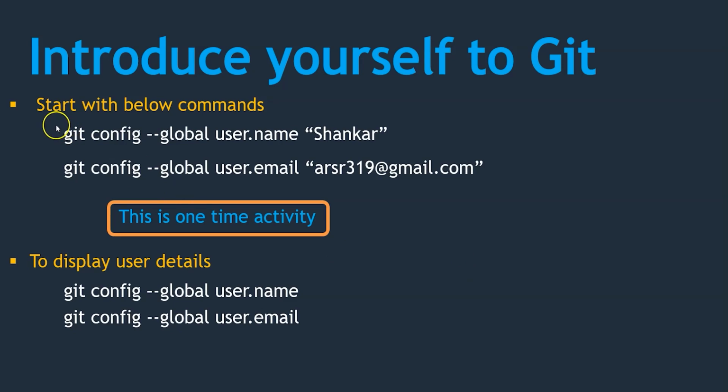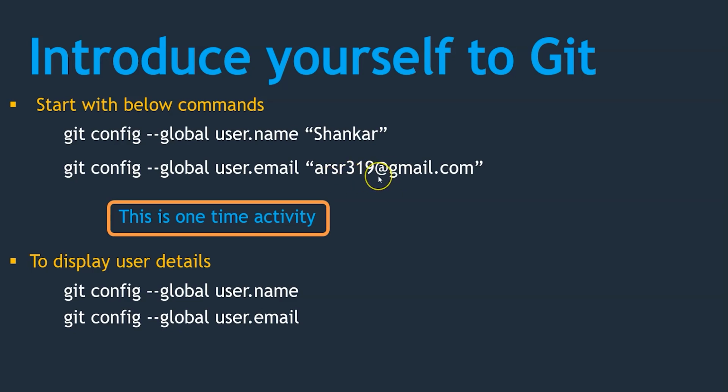We should execute these commands to track our username and email ID. The command we should execute is git config --global user.name followed by the username. In my case, I'm going to give Shankar, and in a similar way user.email we should provide the email ID. And please remember this email ID. We are going to discuss this later.